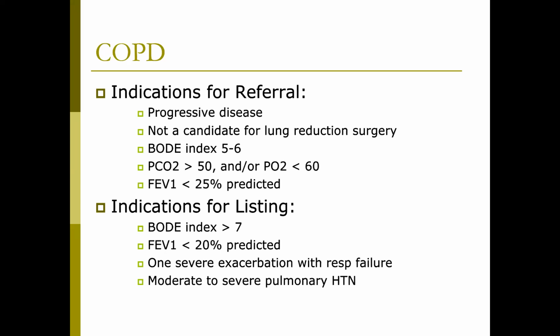BODE index, I'm sure you know what the BODE index is. BODE index somewhere between 5 and 6, PCO2 greater than 50, and/or PO2 less than 60. And here goes FEV1 less than 25% predicted. Remember, the indication for referral for IPF patients was pulmonary function tests less than 80% predicted. Here, by comparison, FEV1 less than 25. So we basically want a lot sicker COPD patients, at a much more advanced stage of their disease compared to the IPF patients.